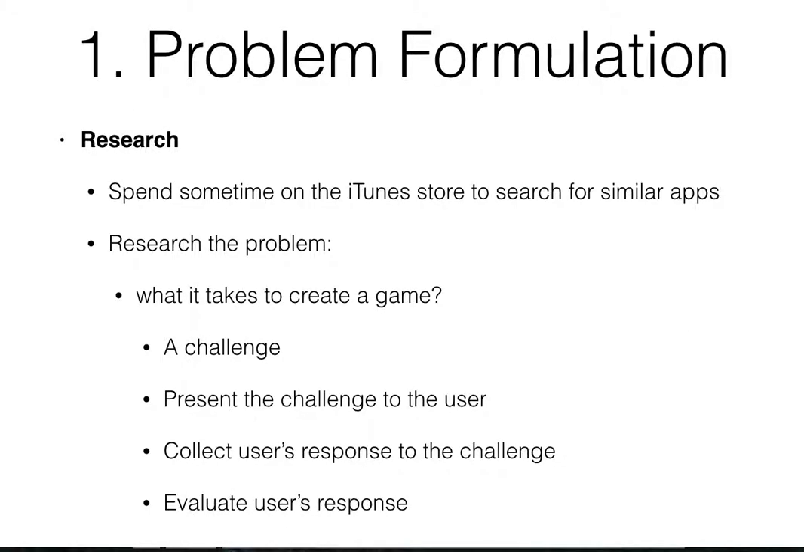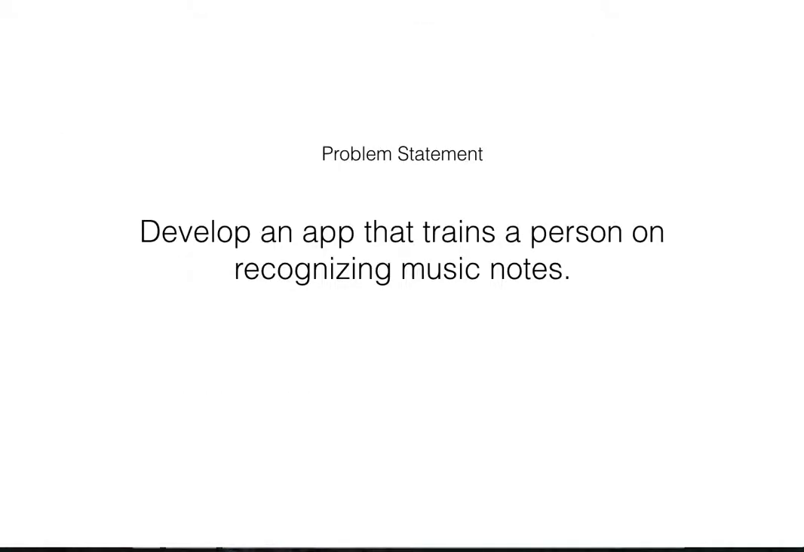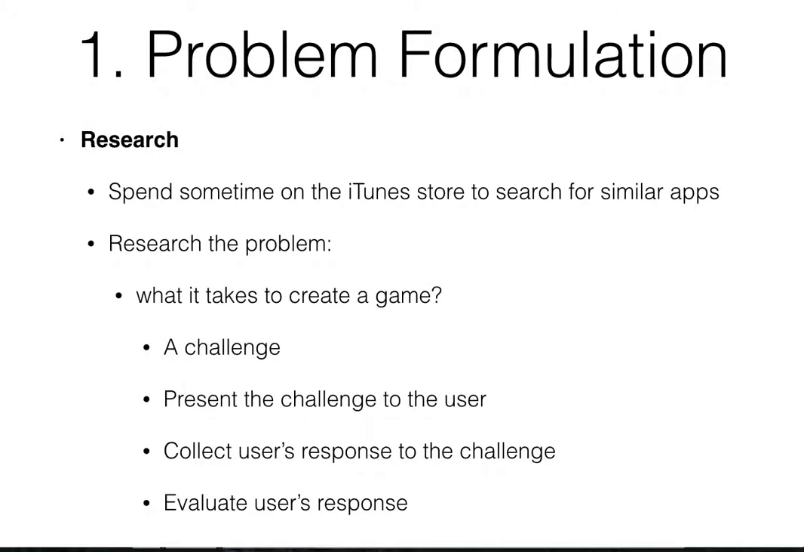So let's apply this to the initial problem that we have. Again, this is to develop an app that trains a person on recognizing music notes. So applying step number 1, problem formulation, doing some research. What research do we need to do? Two types of research. First research: are there other apps in the market that do something similar to this? We find this through the iTunes store. So you open the iTunes store and search for keywords related to this, like music learning, teach music notes, or something like that, and see what's out there in the market.